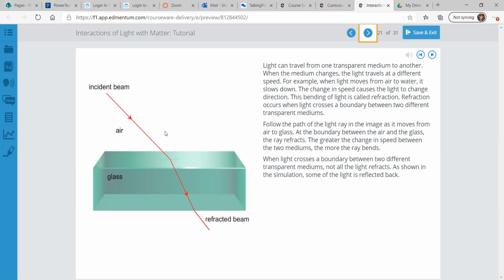If we follow the path, if you look at the boundaries, that's the greatest change in speed between the two mediums. And the greater that change in speed is, the more it looks like it bends, okay? And not all of the light refracts. If you look at the simulation, some of that light is reflected back, and then some of that does pass through and refract.